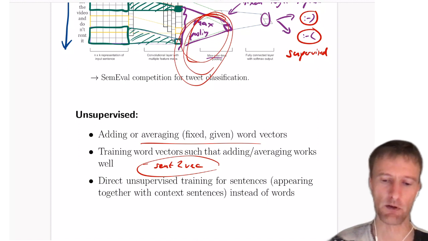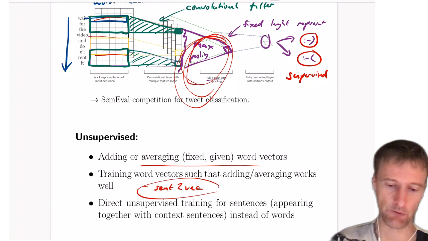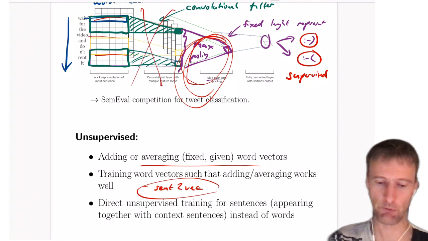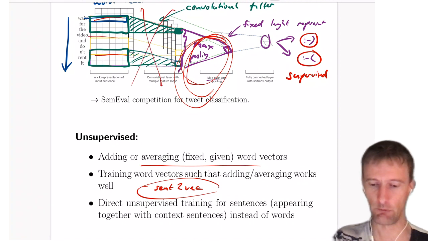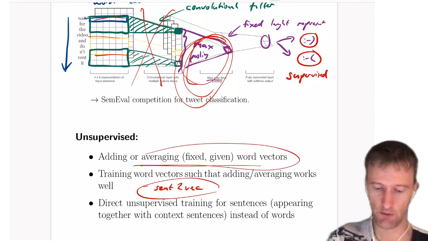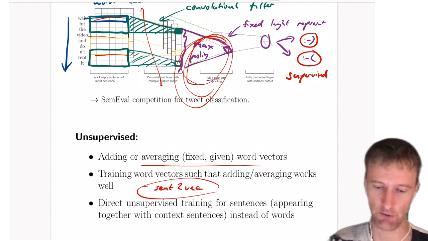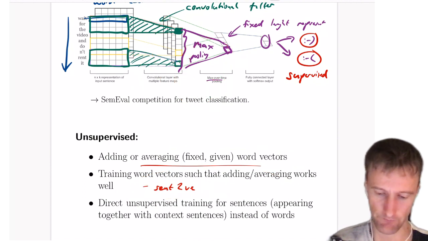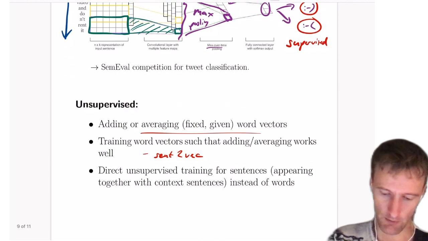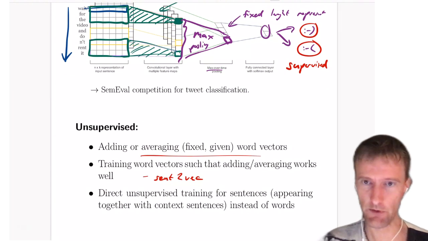How you go from variable length, which is just a sequence of word vectors. Forget about the convolutions. If you just want to go directly from the word vectors to a sentence representation, then either you can just average them, or you can train them such that they can be averaged. And yes, I'm not going into detail here.